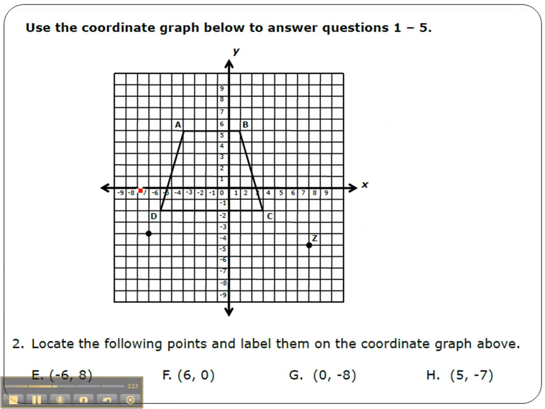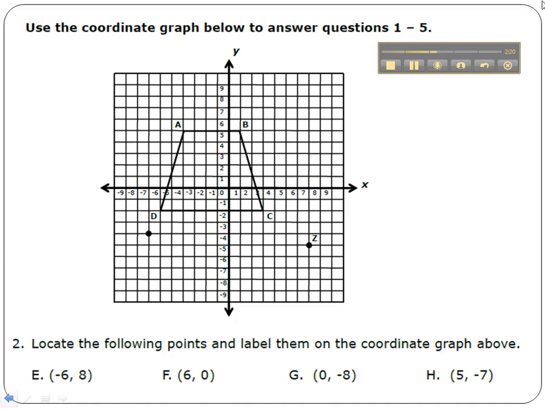Number 2 asks us to locate the following points. I'll move this out of the way and label them on the coordinate graph above. So point E should be at negative 6, positive 8.